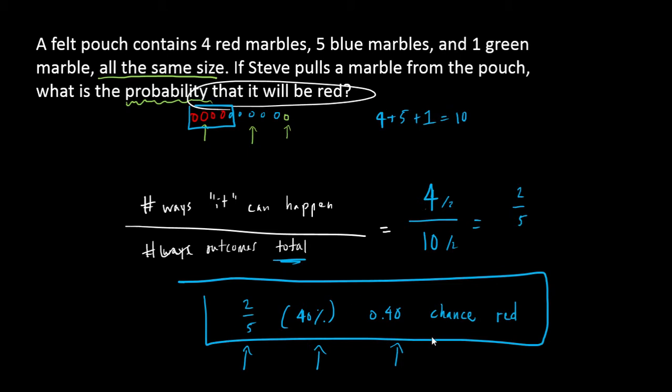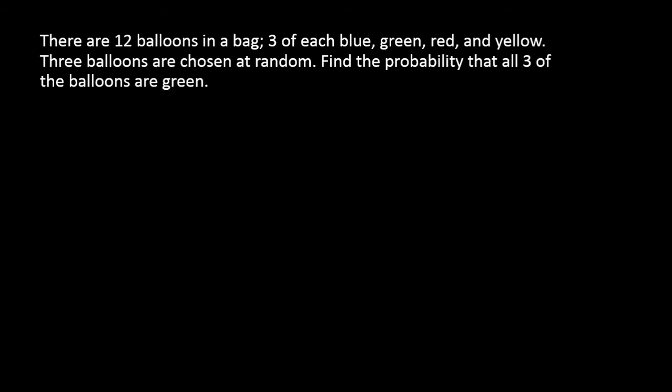Okay, let's practice again. There are 12 balloons in a bag. Let's get our marker out here. And we've got red, green, blue, and yellow, 3 each. And we want to know the probability that I pick 3 and all 3 are green. What's the probability that I pick 3 and all 3 are green?